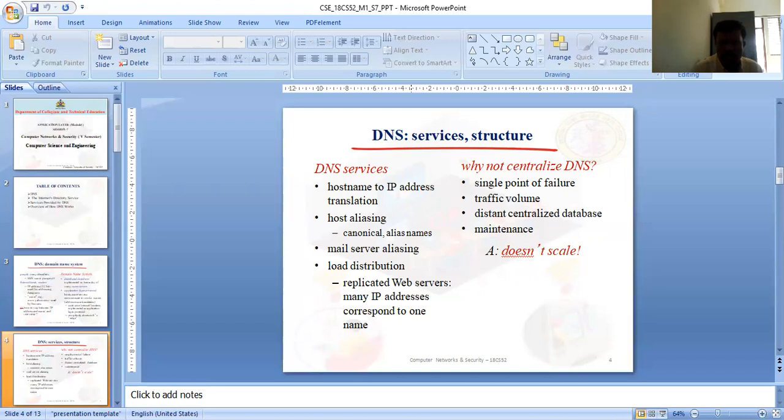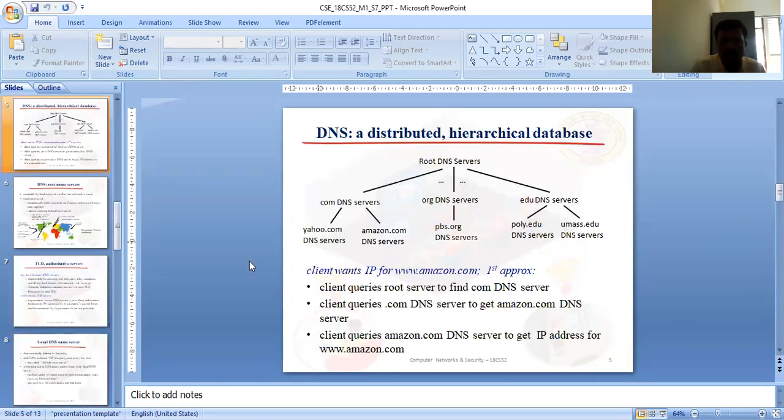So it is a maintenance that does not scale well. That is the reason the domain name system is distributed, and there is no centralized database maintained. So here, DNS is a distributed and hierarchical database. In the first level, the root DNS servers are maintained, that is, the root servers.